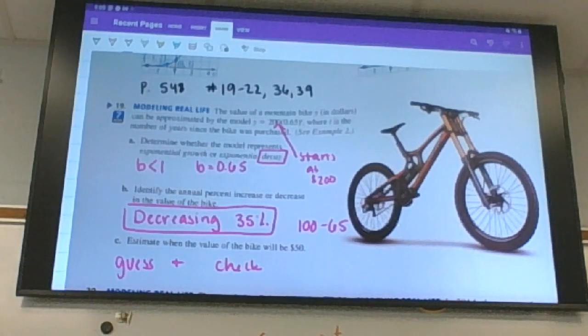Less than 50. Exactly. In 3 years, it's worth 54. So let's do 4 years. 4 years is 43.5. So I'm gonna say within 4 years. No, 3. Within 3 years.